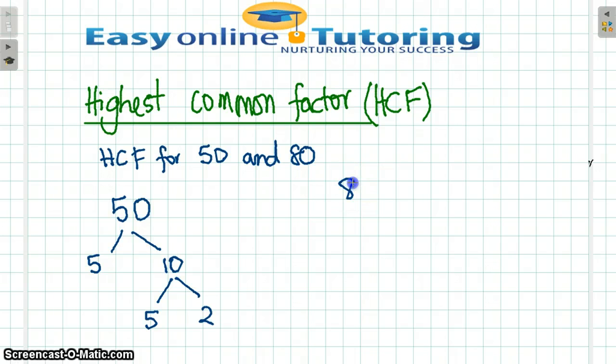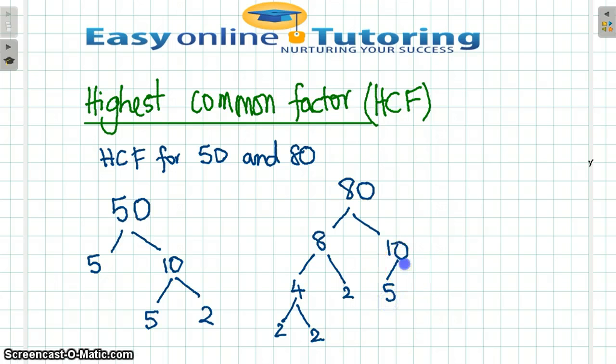If we look at 80, easiest way to factorize 80 would be 8 times 10. We can factorize the 8 to be 4 times 2. And we can factorize the 4 to be 2 times 2. And we can also factorize the 10 over here to be 5 times 2.